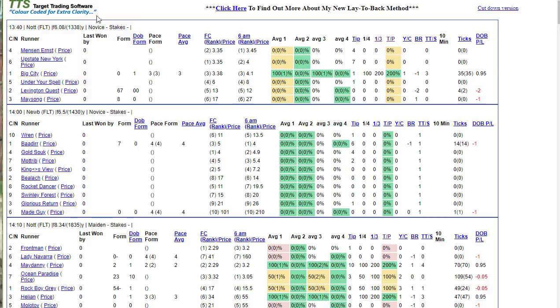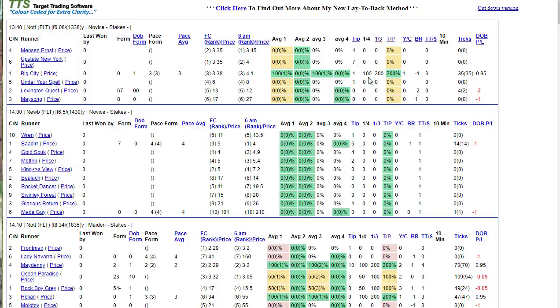So basically we've got all the ratings, so I'll quickly run through them. We've got the runner, the last one by, if they've won, there's a figure there. Recent form, dob form is have they dobbed in play, and how often. Pace form is another speed rating that I've created using information from their previous races, and then you get a pace average as well. We've got a FC rank or forecast rank, what the papers would be expecting, and then we've got 6 a.m.